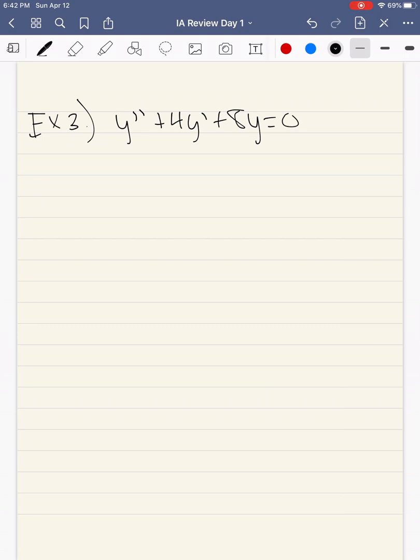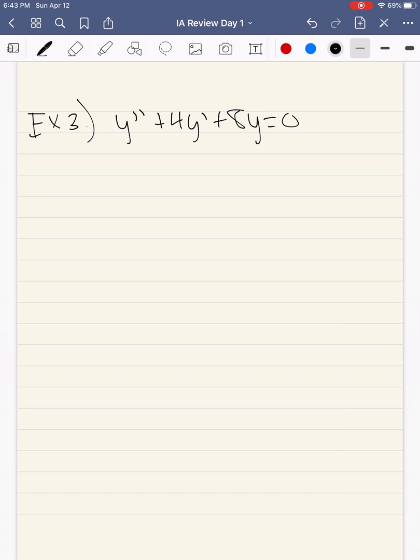So I could use roots, so my repeated, distinct, or complex roots. I could use my undetermined coefficients. I could use variation of parameters, order of reduction, any of those. Well, I see here that I do not have anything on the right-hand side that is a function. We just have 0. So this is a homogeneous equation. So I only want to use my roots here.